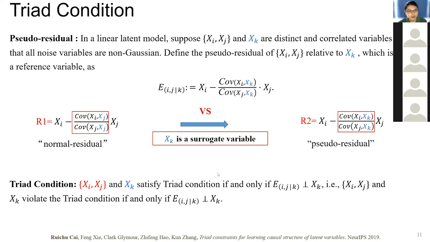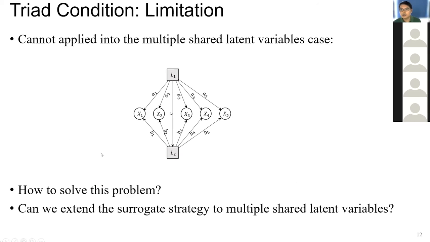Then we can see that the tetrad condition is as follows. That is, Sij and Sk satisfy the tetrad condition if and only if the pseudo residual is independent of Xk. Okay, then we have successfully extended the noise condition to the latent variables. But the following question is, it still cannot solve this problem.